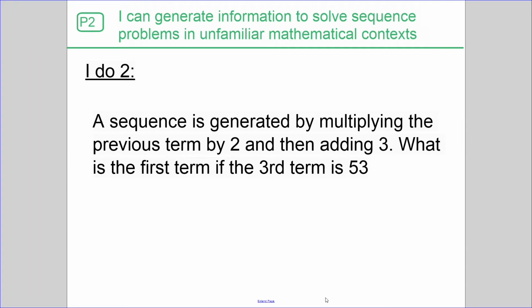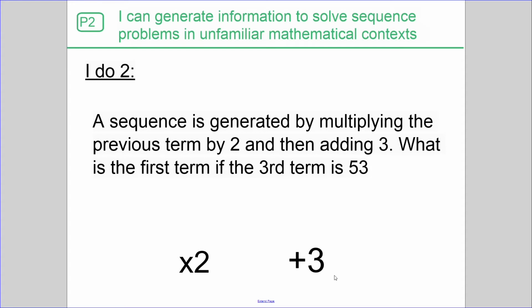Let's have a look at a different type of question. A sequence is generated by multiplying the previous term by 2 and then adding 3. What is the first term if the third term is 53? So as you can see, we're multiplying by 2 and then we're adding 3. So we can write this down as the first thing we do is multiply by 2, then we add 3.